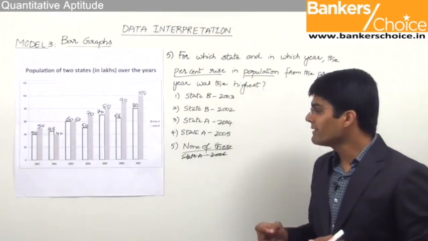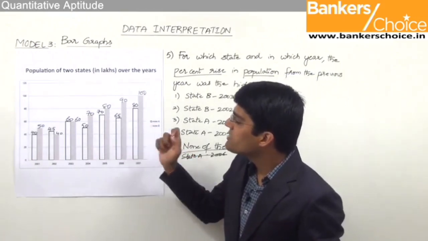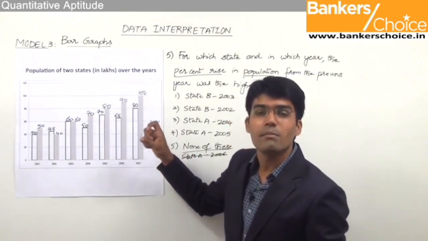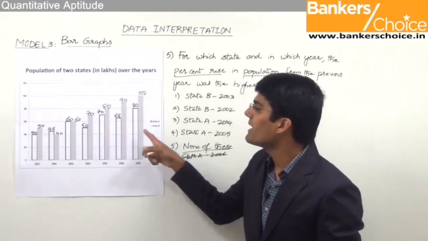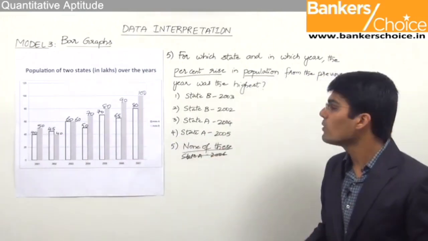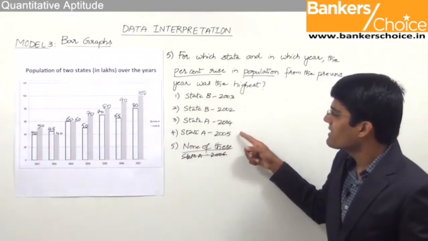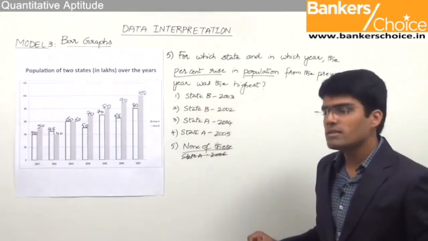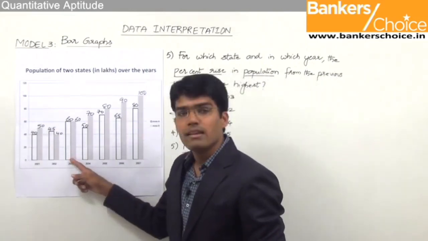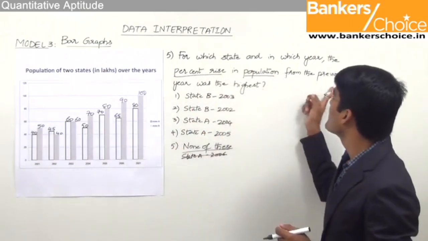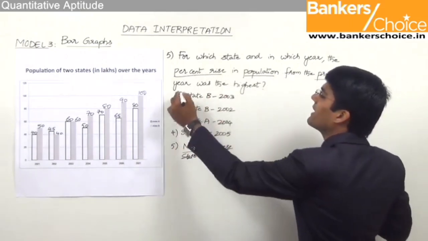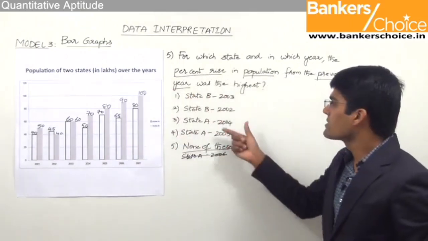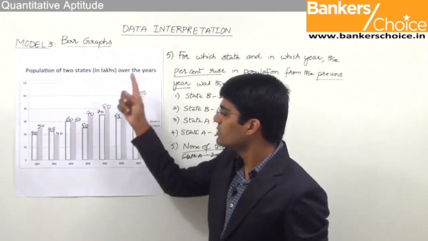So what we do here is try to understand which state and in which year can be giving the maximum percentage rise simply by observing the graph. Or otherwise, what we do is first calculate the percentage rise for the given four options. For example, state B in 2003. Now state B in 2003, remember it is with respect to the previous year. Always the percentage rise has to be calculated with respect to the previous year. So state B in 2003 means with respect to 2002.